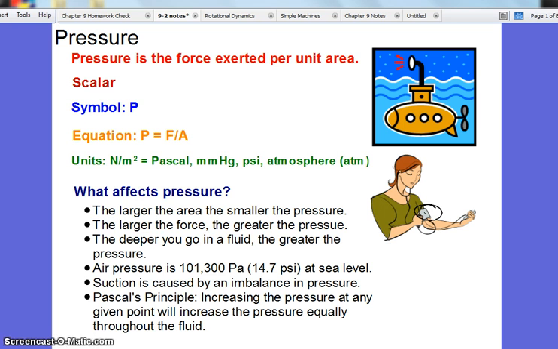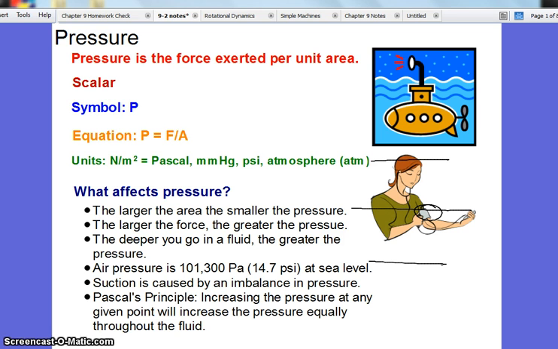Going back to blood pressure, we always take your blood pressure at your upper arm. And the reason is because we really want the pressure of your heart. And so we need it to be at the same height as your heart. The pressure in your head will be less, because the height is higher. And the pressure in your feet will be greater, because it's at a lower depth.